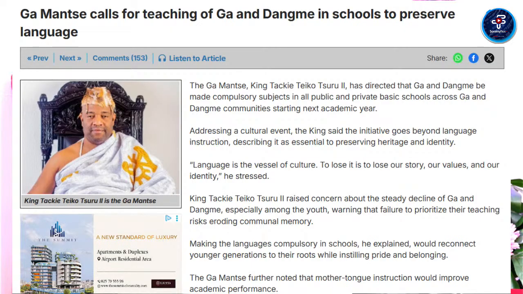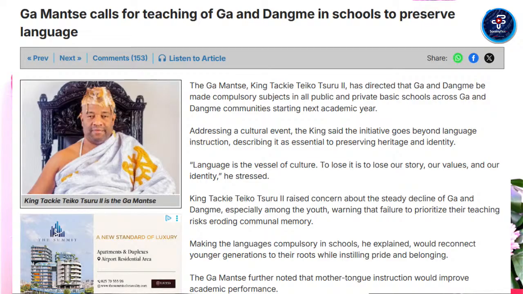Thank you, friend Tuga. It says the Mantse Kintaki Teko True the second has directed that Ga and Dangbe be made compulsory subjects in all public and private basic schools across Ghana and Dangbe community starting next academic year. Addressing a cultural event, the king said the initiative goes beyond language instruction, describing it as essential to preserve heritage and identity.